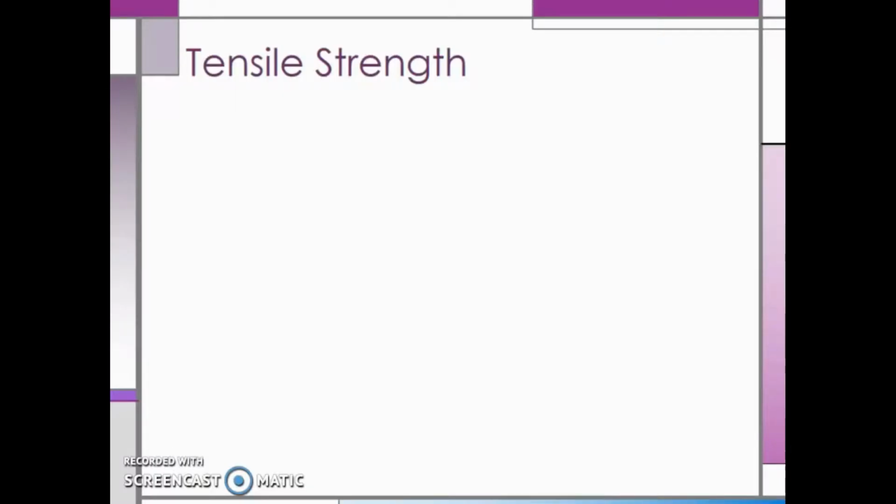In the previous video, we discussed the first two properties of solids. Now we are going to discuss the remaining properties. First up, we have tensile strength.